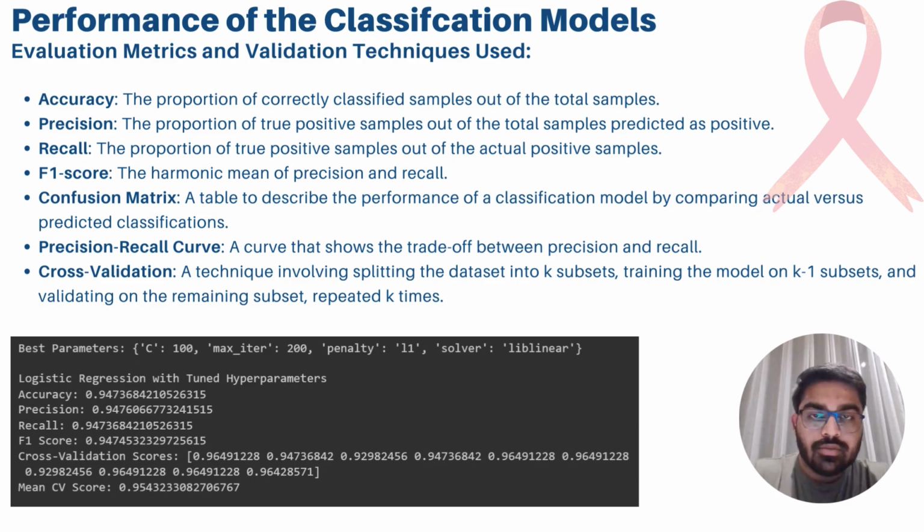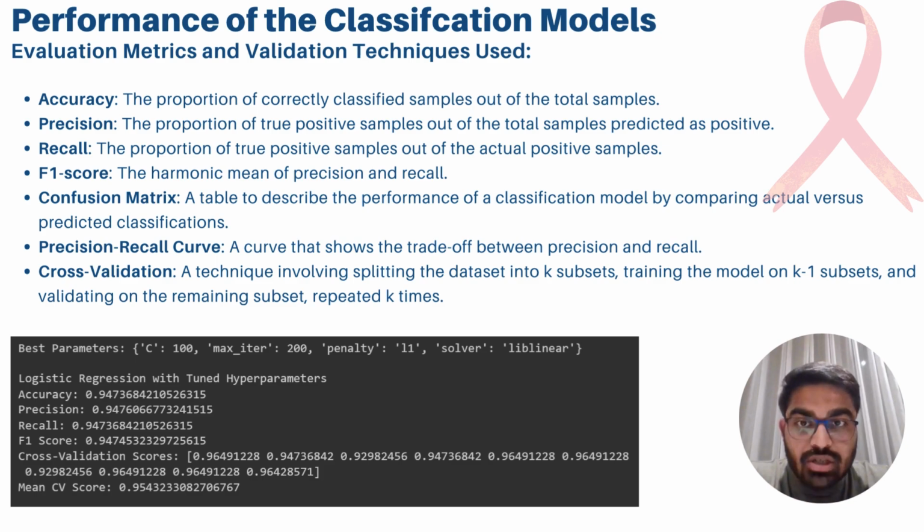Today, we'll be talking about the performance of the classification models across our two datasets. We'll be discussing the evaluation metrics and the validation techniques that were used in our code as well as in our paper overall for the breast cancer classification. Firstly, we'll be looking at the accuracy of each model. That is the proportion of correctly classified samples out of the total samples.